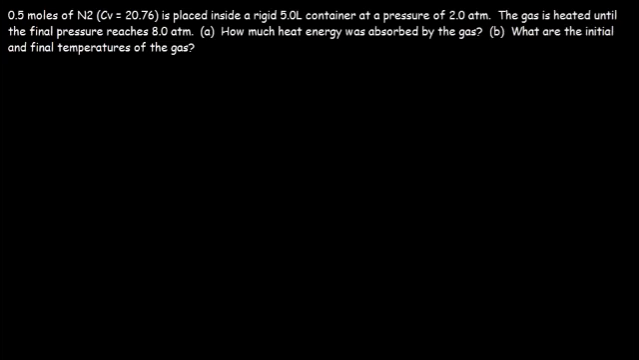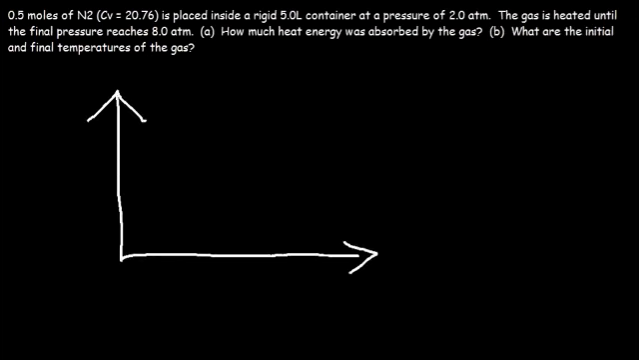Let's try this problem. We have 0.5 moles of a diatomic gas, particularly nitrogen gas, and it's placed inside a 5.0 liter rigid container at a pressure of 2 atm. This gas is heated until it reaches a pressure of 8 atm. So let's begin by drawing a PV diagram. So the volume is 5.0 liters. The initial pressure is 2 atmospheres, and it increases to 8 atmospheres.